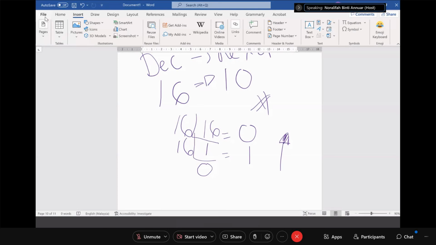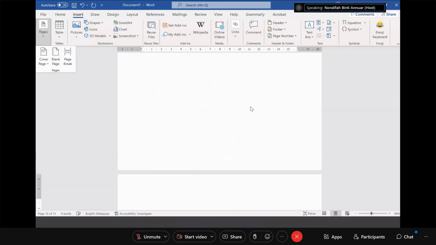Okay, contoh lain lagi, let's say I give you the decimal to hexa, 80. Kita nak tukar kepada hexadecimal kan, so you divide by 16.